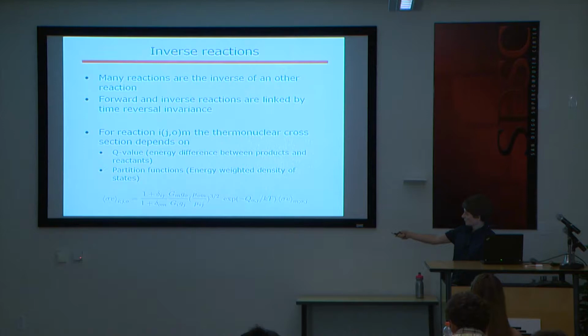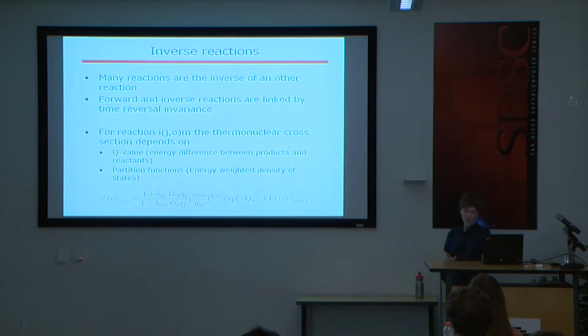So down here I have the thermonuclear cross-section for one direction, and over here is the thermonuclear cross-section for the inverse direction. And the two are related by e to the minus Q over kT, where Q is the Q value, so the energy difference between the products in the reaction and the reactants. So depending on what the Q value of your reaction is, that goes into how the two cross-sections are related. And then up front here, there's a piece that depends on the energy-weighted density of states, or in other terms, the partition functions.